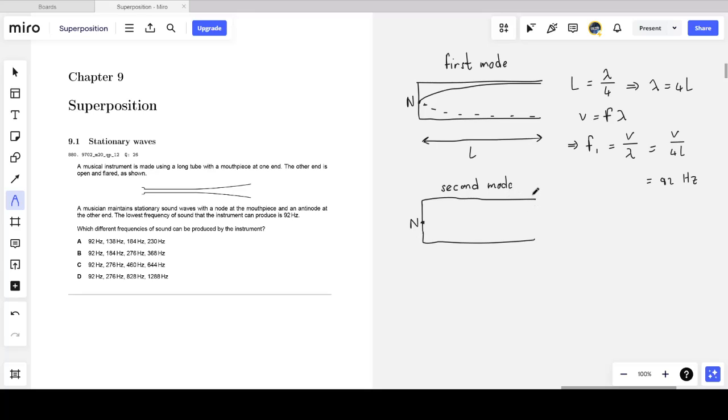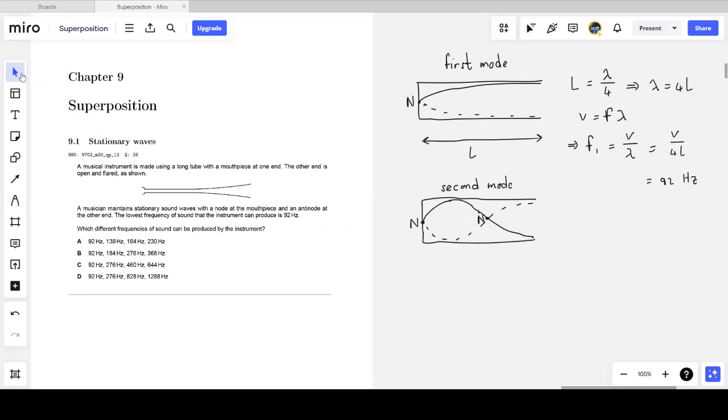And then see what's the next simplest picture that I can draw. Well, I had one node before, so I need two nodes now. And so I'm going to go up, come back down through a node, and then I'm going to have an antinode at the open end. And then at some later point in time, I'm going to have the dashed line. So this is my second mode of vibration. I now have two nodes, and I also have two antinodes.